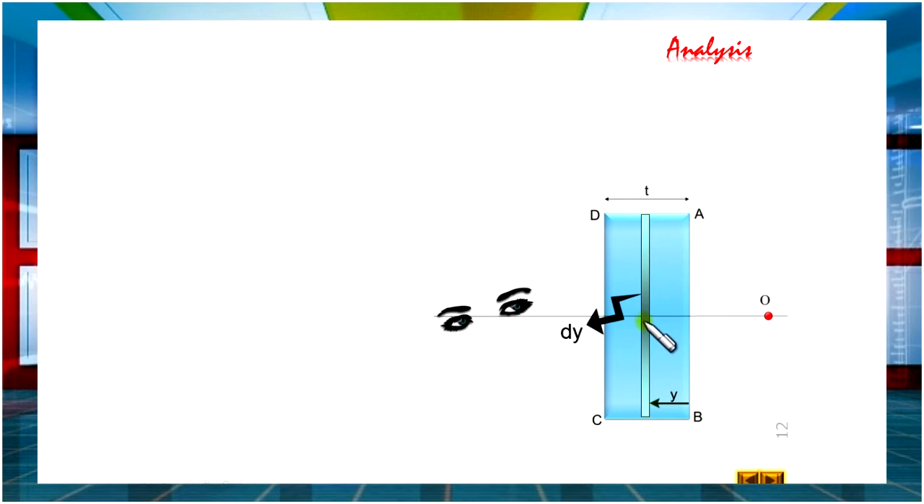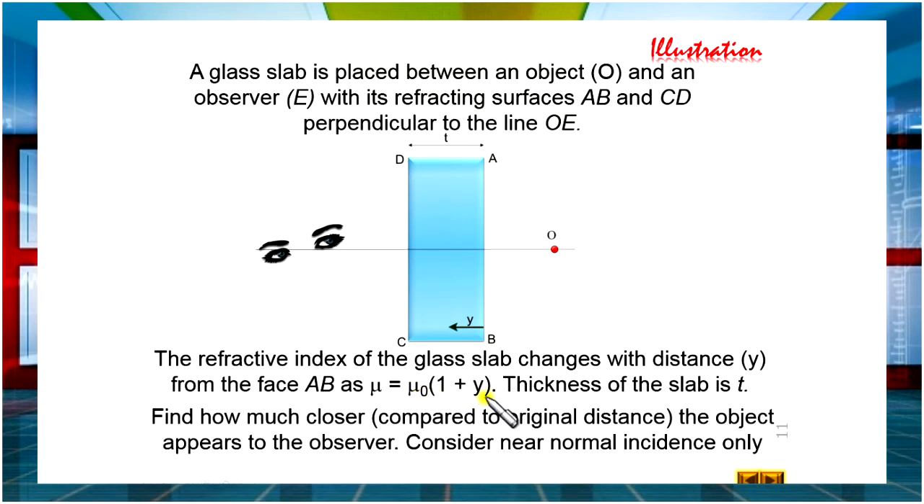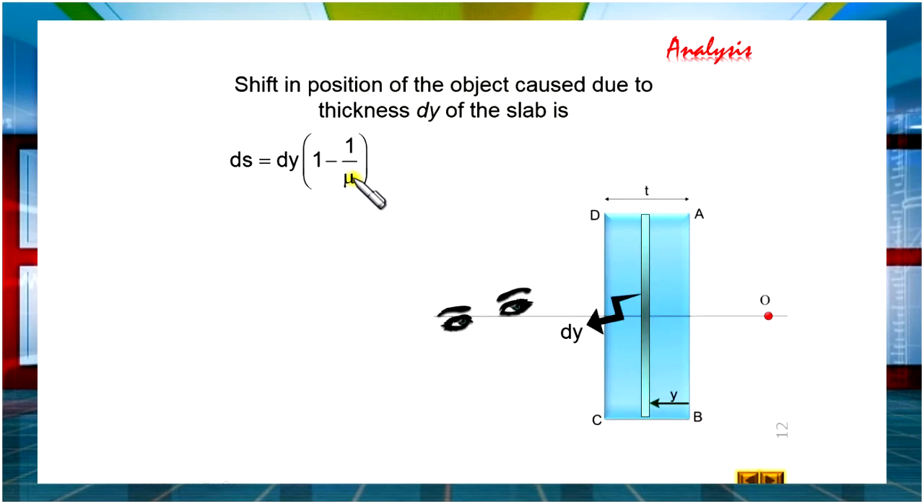And in case of a constant refractive index, we have the formula for the shifting. We know the formula of the shifting is S equal to t multiplied by 1 minus 1 upon mu. So here this slab has the refractive index mu, which is constant. So we can write this shifting as ds because we have taken this thickness as dy. So ds equals dy in place of t, and in the bracket we can write 1 minus 1 upon mu. And here we know this mu is not constant, and the variation of mu is given by this equation, that is mu naught times 1 plus y, right? So let us substitute the value of mu in this equation like this, right?